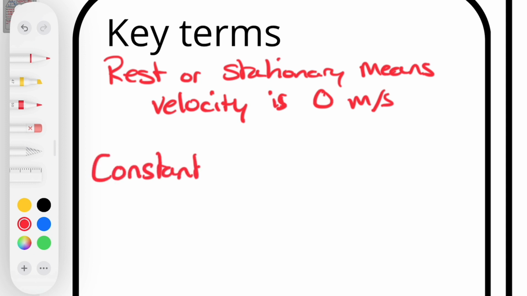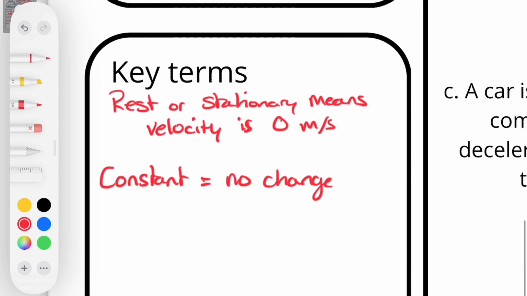Constant means no change. So if someone's traveling at a constant acceleration, it means their acceleration is not going to change throughout that whole thing. Okay. As we go through the questions, if we think of any more, I'll throw them in there. Or you can fill some in if you see other words in questions where you're like, oh, I didn't know that's what that meant. You just fill in that space right there.